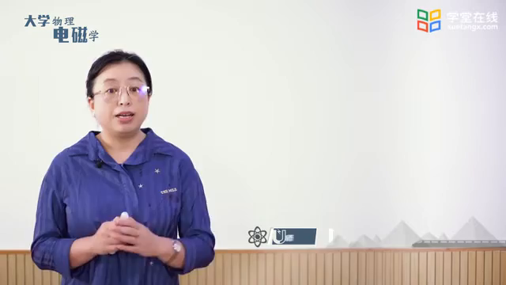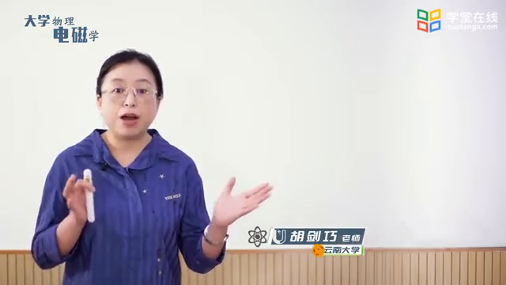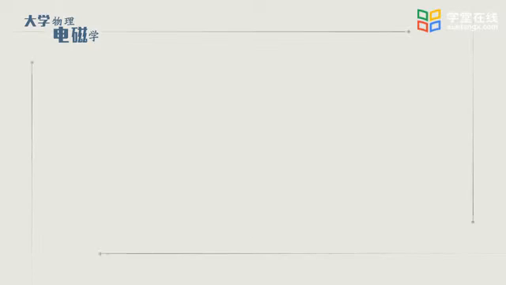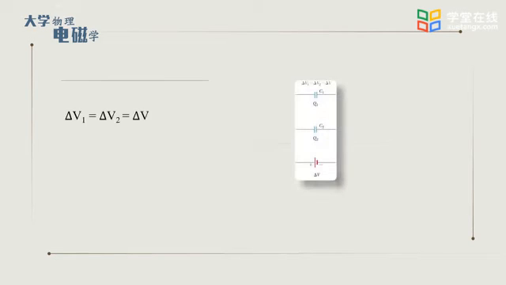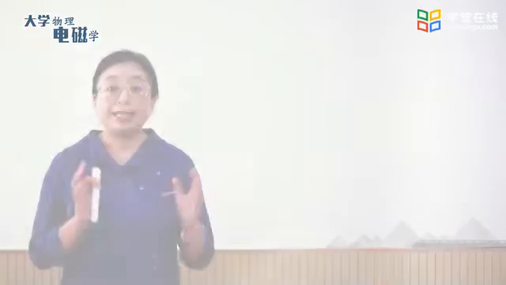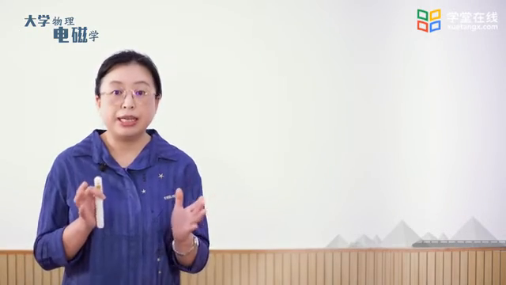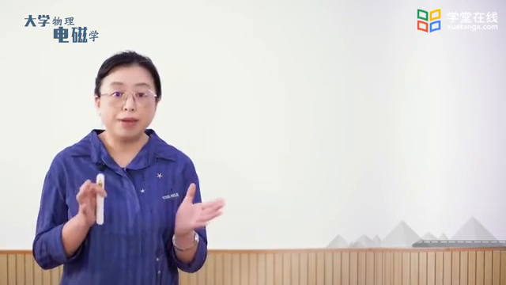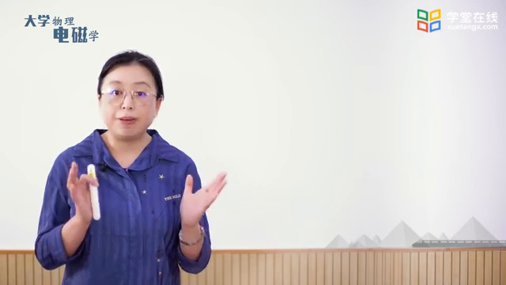We notice that the potential difference is the same across each capacitor and equal to the voltage of the battery. That is, delta V1 equals delta V2 equals delta V. Let's call the maximum charges on the two capacitors Q1 and Q2. The total charge Q stored by the two capacitors is equal to Q1 plus Q2. That is, the total charge on capacitors connected in parallel is the sum of the charges on the individual capacitors.